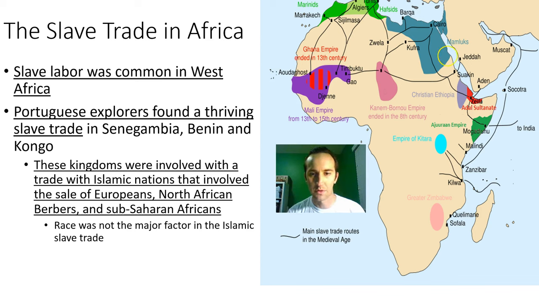It was moving all over, and so the black lines in this case show some of the main slave trade routes in the medieval age. And so we've already got slaves from and to Europe, from and to across North Africa, even into India. And so there's already a massive trade network of slaves.